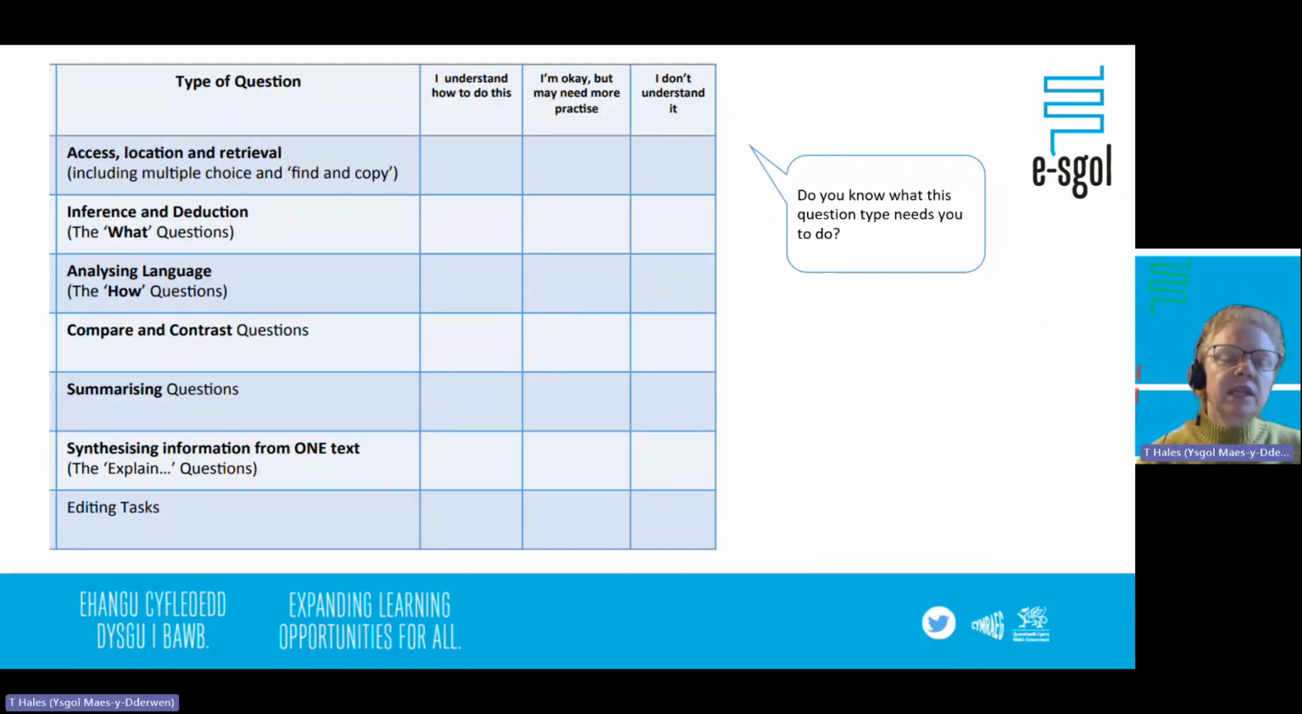So here we go. These are the types of questions that we're going to go through this afternoon. We're going to look at the access, location and retrieve, which are the multiple choices, the find and copy questions, okay? So first of all, I understand how I do this. And obviously you might be okay with it, but you might want practice, which is why you're here tonight. Or sometimes you might not understand it at all, but hopefully by the end of this session you will. So again, I've given you these to have a think about and to pause, consider and to answer whether you can do these or not, okay?